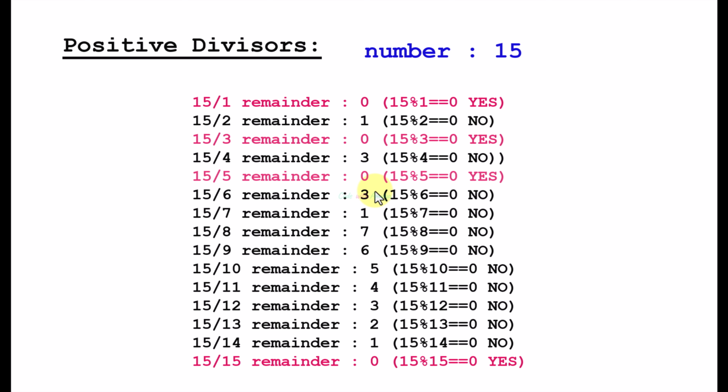So to find all the positive divisors of the given number, we need to start dividing the number from 1 till that number. If remainder is 0, then that number completely divides the given number. So that is a positive divisor of that number, right?